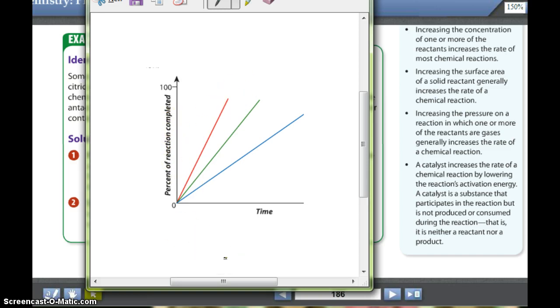Okay, which one of these has the highest temperature? Hit pause and get your answer. The answer is, again, the red one. Highest temperature, fastest reaction going on, because it has the highest percent of reaction completed in the least amount of time. Okay, so only this much time versus the green one took that much time, and the blue one took a lot of time.